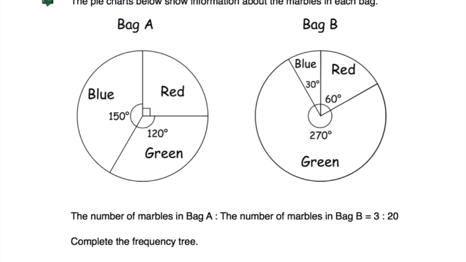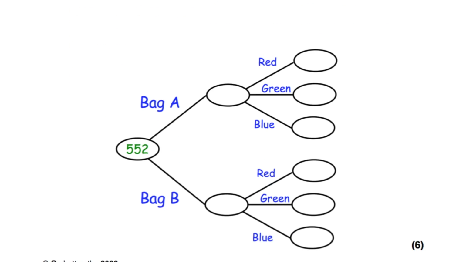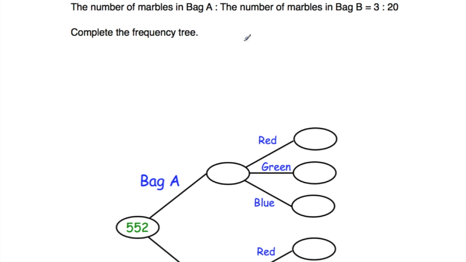Okay, and we're told the number of marbles in bag A to the number of marbles in bag B is 3 to 20. Complete the frequency tree. So we've got this frequency tree and we need to complete it. Now we know altogether there's 552 marbles. And bag A and bag B are in the ratio 3 to 20.